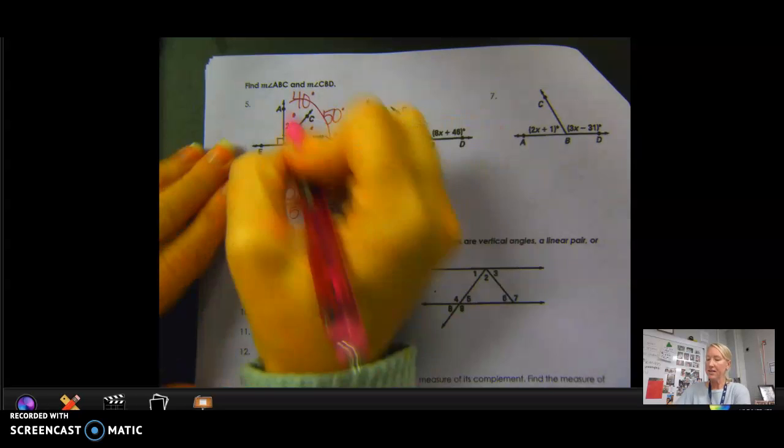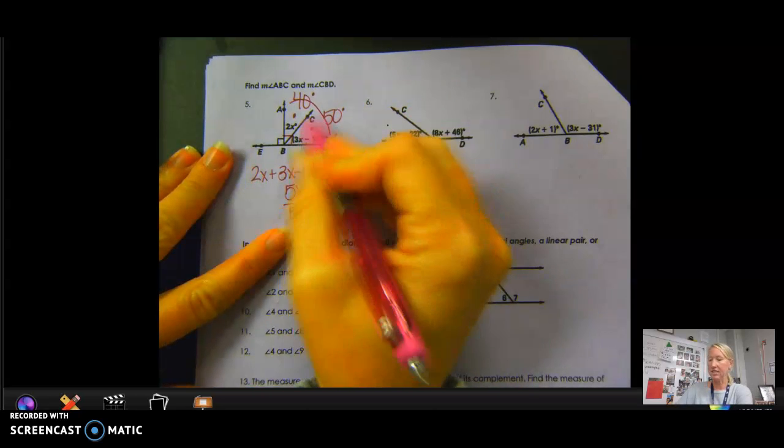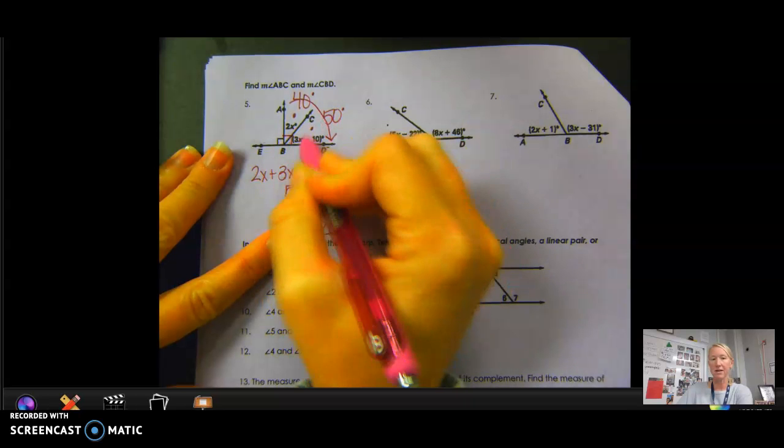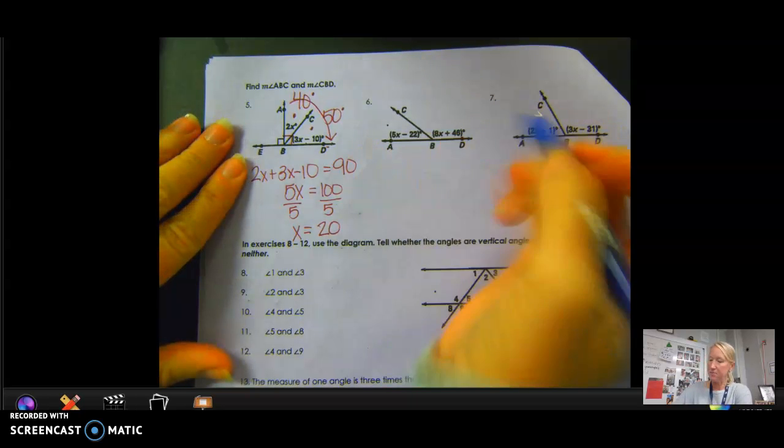So we are here. This is 40 degrees. I can plug 20 in for x here to find this angle measure, but I know that these two angles together make 90, so it would just be 50. Next one is a linear pair.